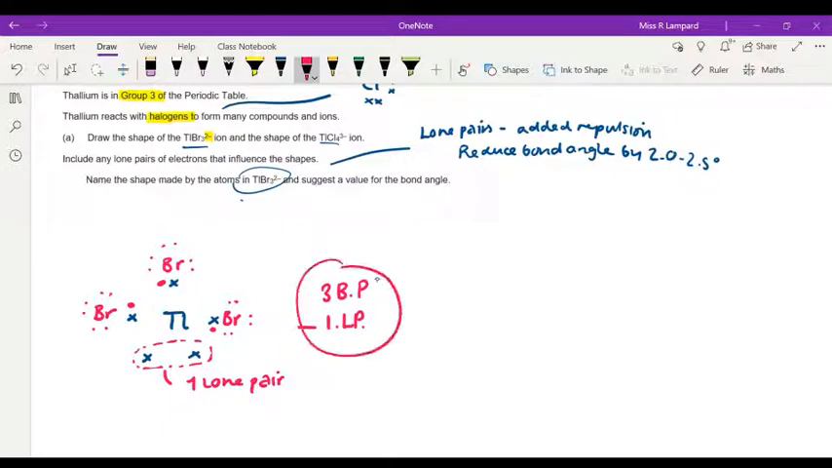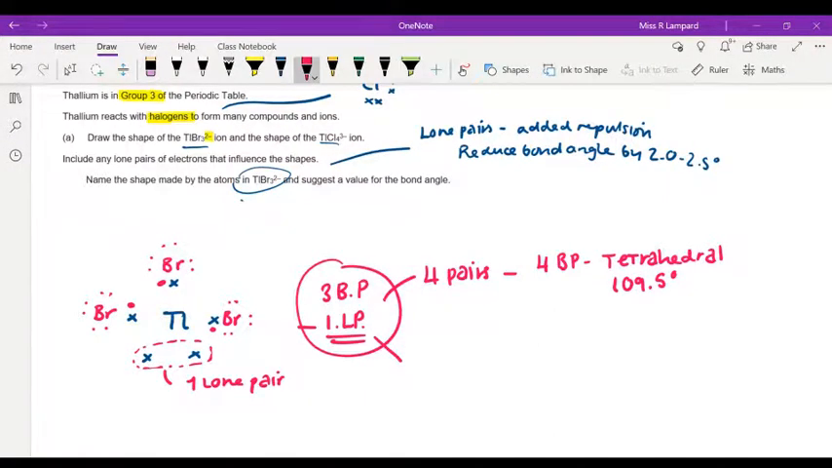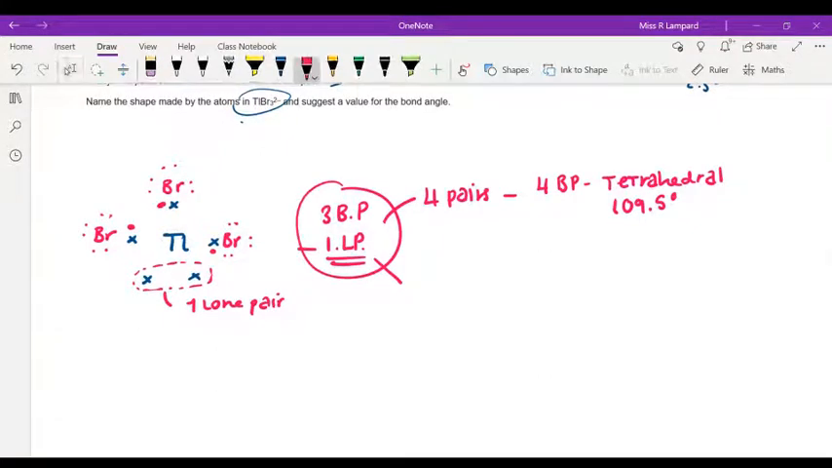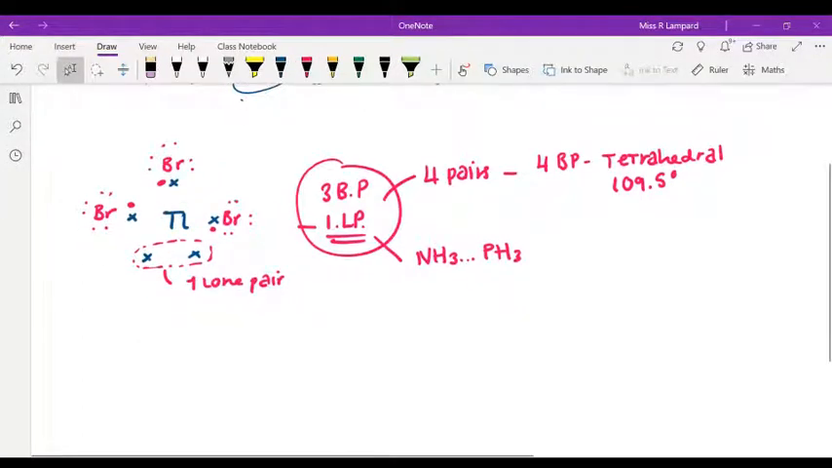Now that totals 4 pairs of electrons in total, which we know 4 bonding pairs would be tetrahedral, and that the bond angle here would be 109.5 degrees. However, this lone pair influences the shape, and other good examples for this are ammonia, so it's worth keeping that in mind, and phosphorus with 3 hydrogens bonded to it as well. So here we go, is the thallium atom in the middle, and we know that we've got a lone pair, which I'm going to pop at the top there.